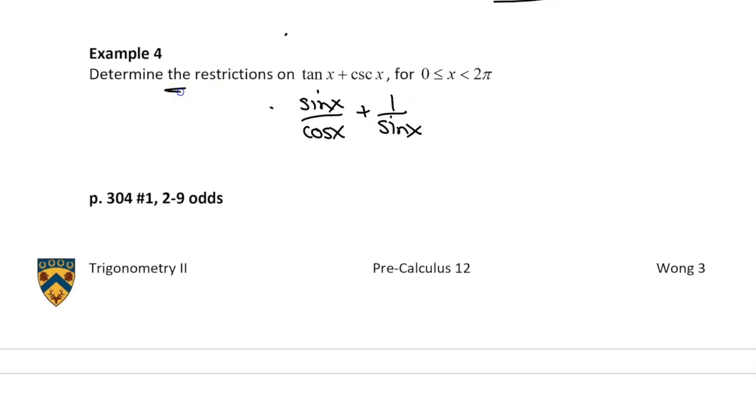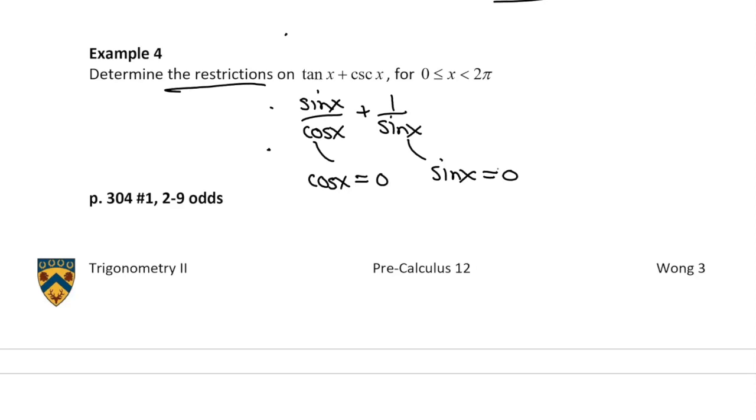So what do we mean by restrictions? Well, your non-permissible values would be that cosine of x can't be equal to 0. If it was equal to 0, that would be one of the restrictions. You'd be dividing by 0. And we also know that sine x can't equal 0 because that would also be one of your restrictions. So between 0 and 2 pi, when is cosine of x equal to 0 and when is sine x equal to 0? And there's multiple ways to do this.